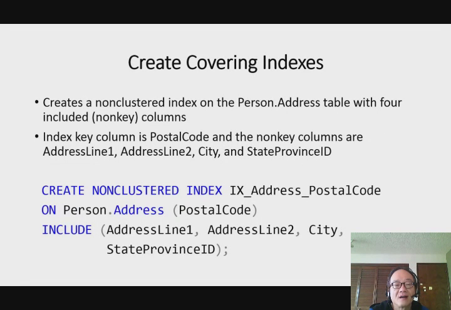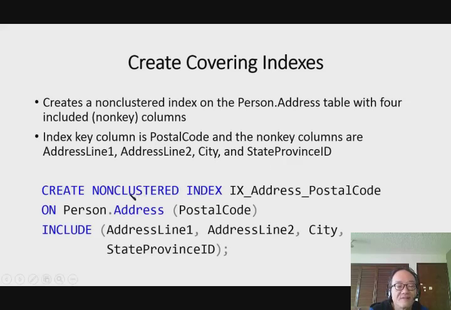Let's see how we can create a covering index. In our example, we want to create a non-clustered covering index on the address table. The key column will be postal code. At the same time, we want to include 4 other non-key columns: address line 1, address line 2, city, and state province ID.